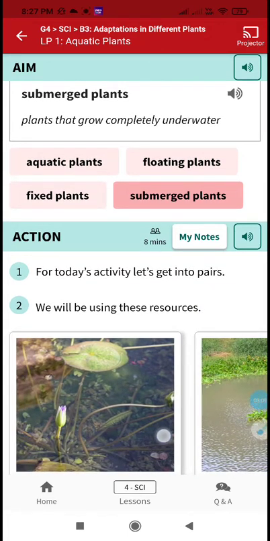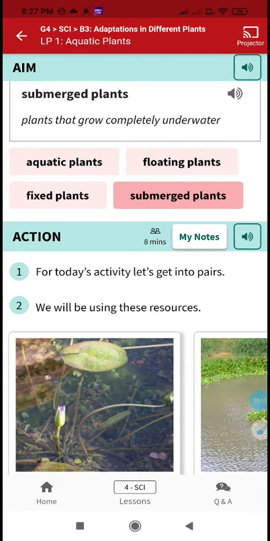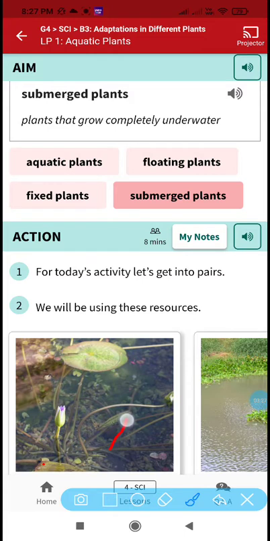You look at the picture I am showing you and try to identify the different parts you are able to see here. First, can you identify what plant it is? Can you say the name of this plant? Yes, it is a lotus plant. You can see the lotus leaf and the lotus flower here.